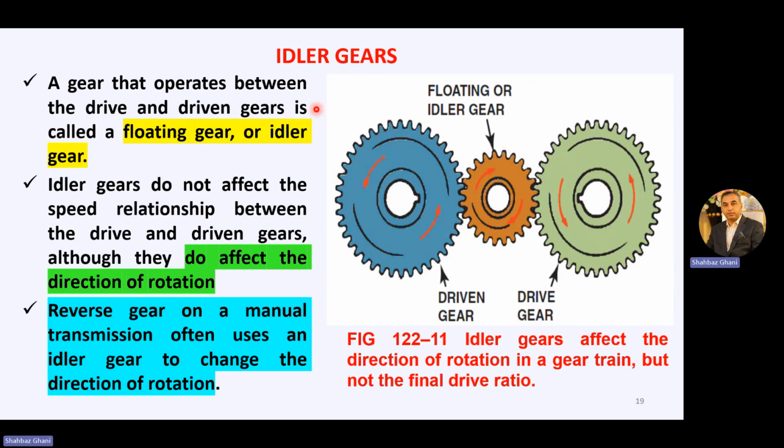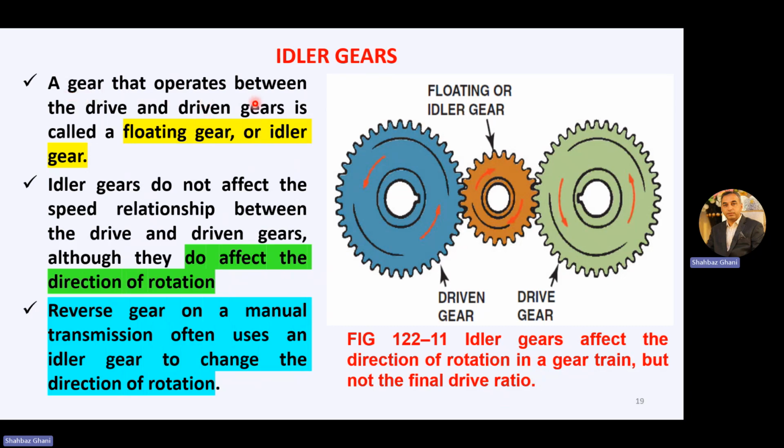Now, another gear, the idler gear. Let's see the figure. We have this drive gear on our right side. Then we have an intermediate gear, which we call a floating gear or idler gear. Then we have a driven gear. Idler gears affect the direction of rotation in a gear train, but not the final drive ratio. Remember this thing: it changes the direction, but not the final drive ratio.